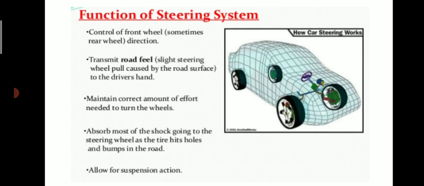So in short, the function of the steering system is to control the direction of the front wheels, sometimes the rear wheels, and to transmit road feel, the slight steering wheel pull caused by the road surface, to the driver's hand. It maintains the correct amount of effort needed to turn the wheels, absorbs most of the shocks going to the steering wheel as the tire hits holes and bumps in the road, and allows for suspension action.